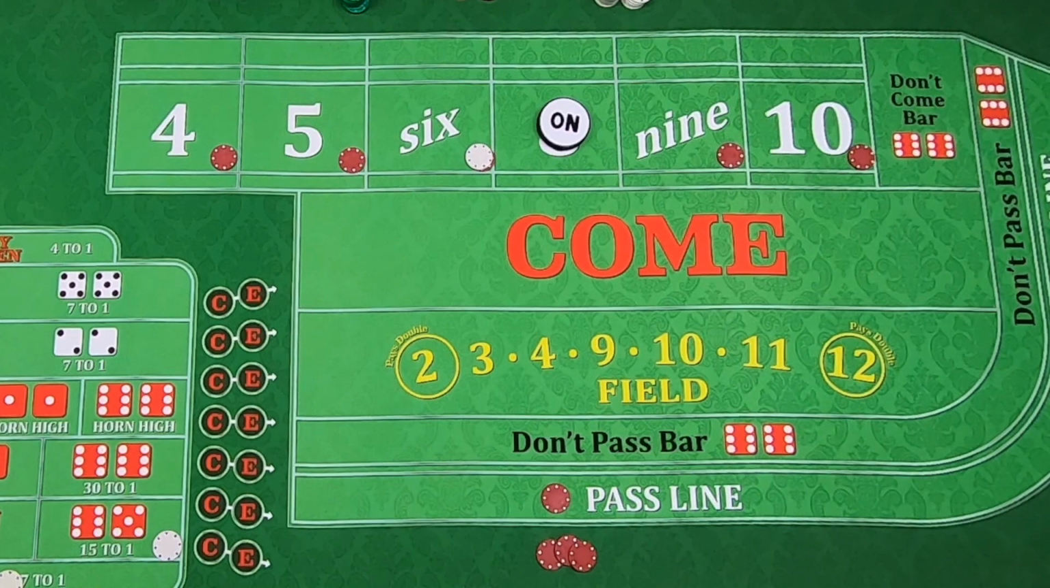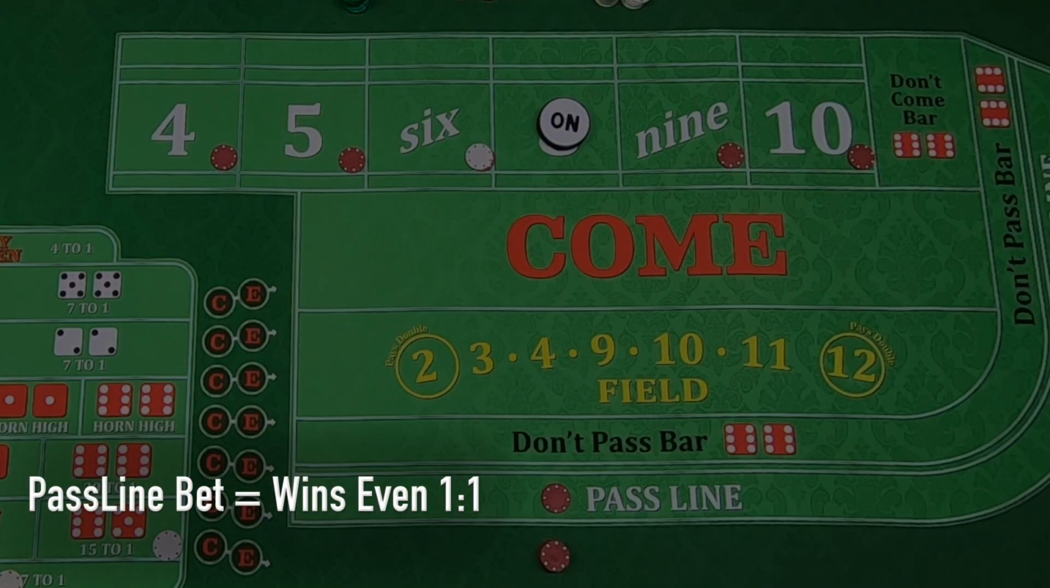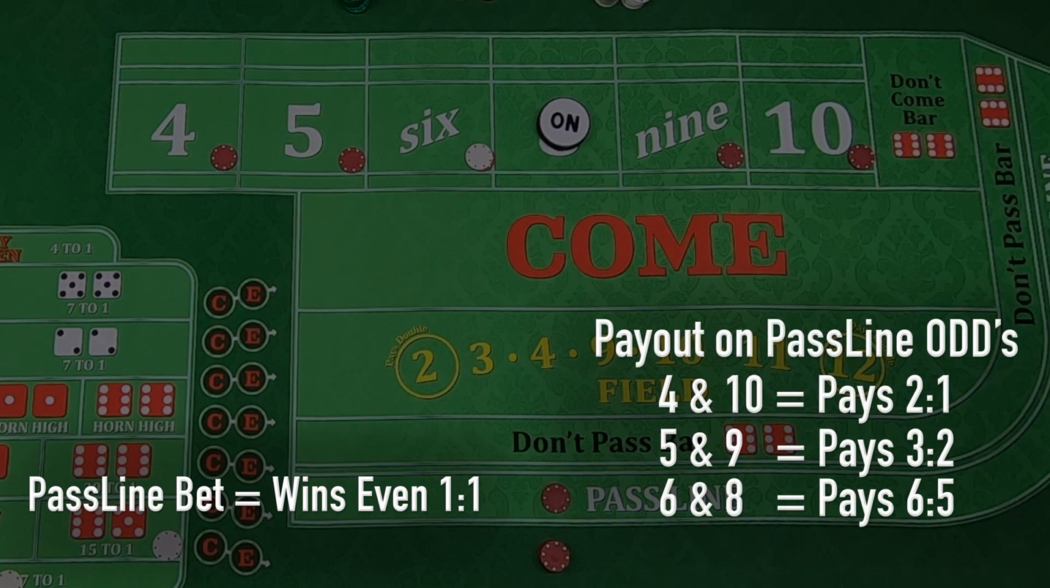If the point is a 5 or a 9, your odds bet can be up to 4 times. And if the point is a 6 or 8, your odds can be up to 5 times your pass line bet, meaning up to $25. Remember, the pass line pays an even 1-to-1 payout if it wins, but for the odds bets, the 4 or 10 pays 2-to-1, the 5 and 9 pays 3-to-2, and the 6 or 8 pays 6-to-5. Again, $5 on the pass line with another $15 or so behind the line for the odds is a much better payout than just putting it all on the pass line only and winning an even amount for your bet.